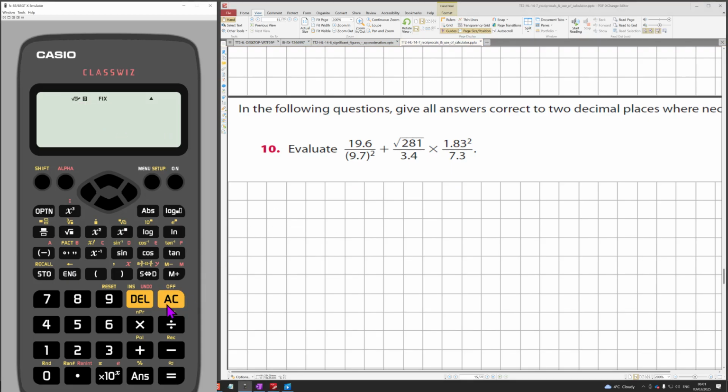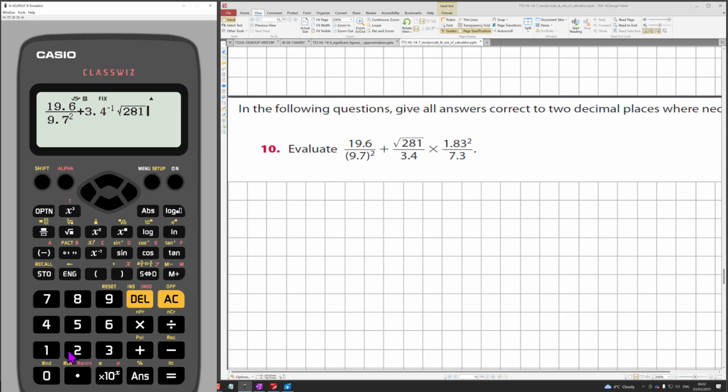Question 10, clear. Now I can put in the 19.6 early on, then the fraction bar, then the 9.7, then the square, escape, plus. So I'm just going to do some creative stuff to mix it up a bit. Say I filled in 3.4 and I had realized, oh, it's supposed to be at the bottom. So I could reciprocate it then, and then hit the square root of 281. It'll still be right. Okay, so I come along here.